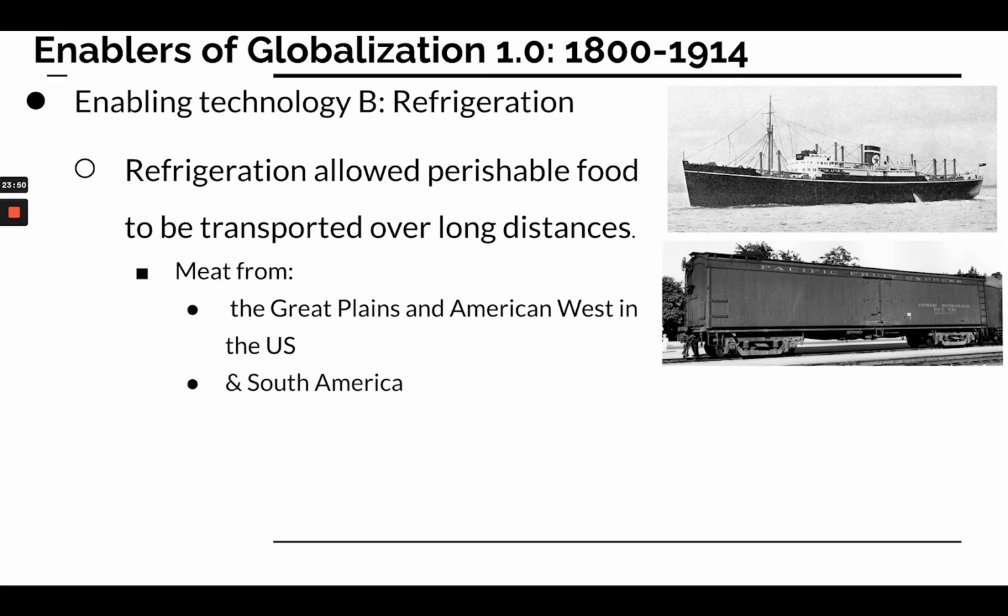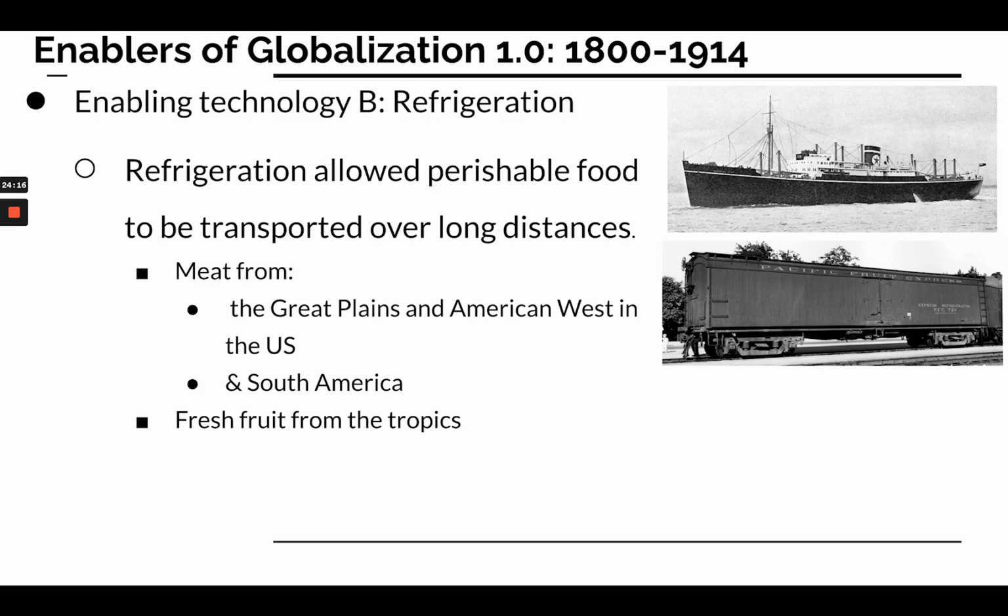And South America is also a huge part of this. Brazil, Uruguay, meat from those places as well could be transported around the world. And same story about fresh fruit from the tropics. For America, for the United States, this meant fresh fruit from Central America. For Europe, it might have meant from parts of Africa or Asia.